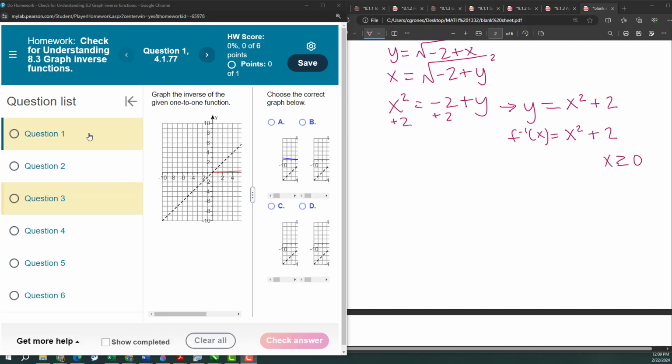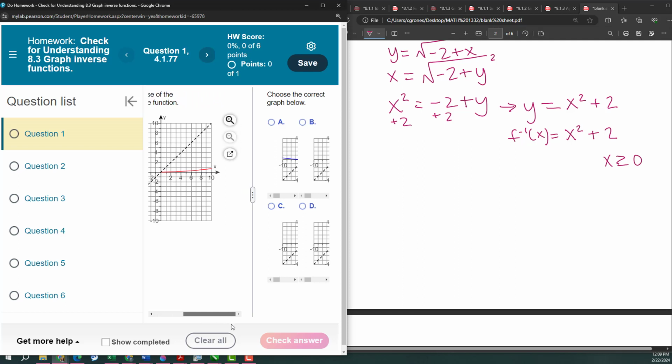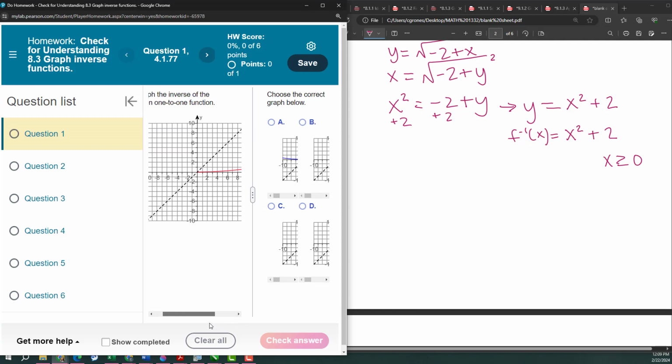Continuing on with 8.3, the homework questions to look out for that are going to be on the test. Number 1, we are going to graph the inverse of the given one-to-one function. So they are giving us a function on a graph. It does need to reflect over this black dotted line where y equals x. So if it reflects over that, it would need to be coming up over here somewhere.